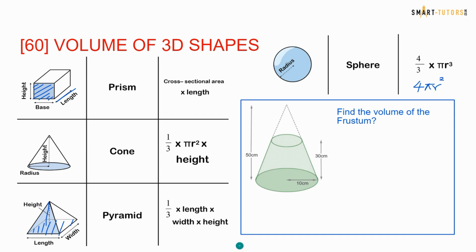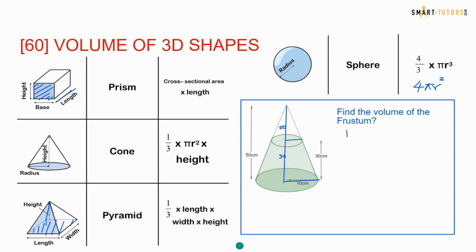Right? So find the volume of the frustum here. This is a cone, another small cone, and they have taken off the small cone, and the remaining shape is called a frustum. So here you need to use the similar triangles idea. Here, this is 10 and this is 30. So this is 30 and this total is 50. So that means 20. So in this small triangle, this is 20 and this is 50.